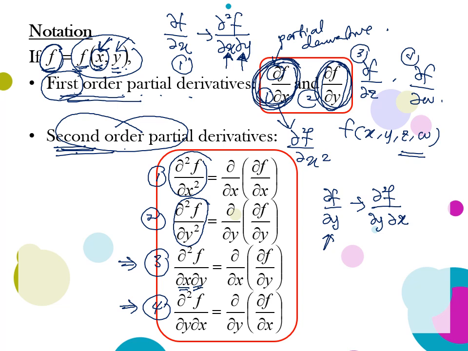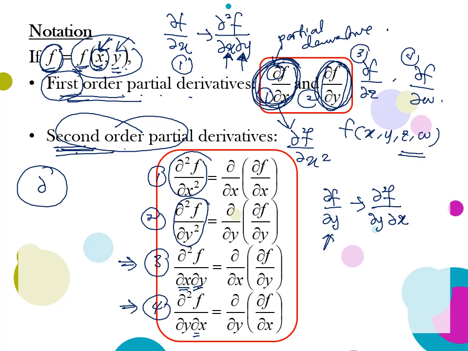The fourth one, you do for y first. You differentiate with respect to y first, and the second time, you differentiate with respect to x. Alright? So remember, partial derivative uses the symbol del. This symbol means partial. Partial means you differentiate your function partially just with the chosen variable, and you treat the other variable as a constant.